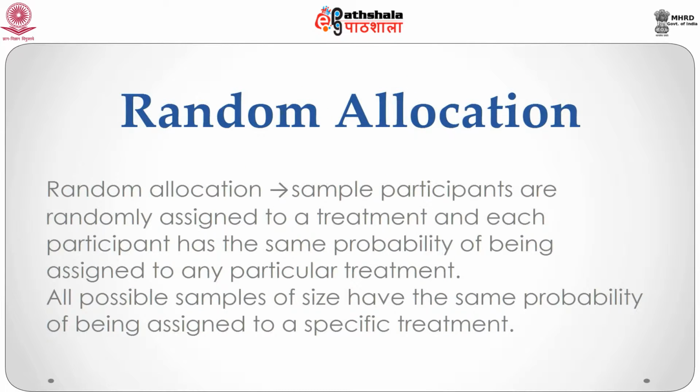Random allocation, on the other hand, is a procedure in which sample participants are randomly assigned to treatments, and each participant must have the same probability of being assigned to any particular treatment. If the design is based on capital N participants and small n_i are to be assigned to treatment 1, then all possible samples of size n_i have the same probability of being assigned to treatment 1.